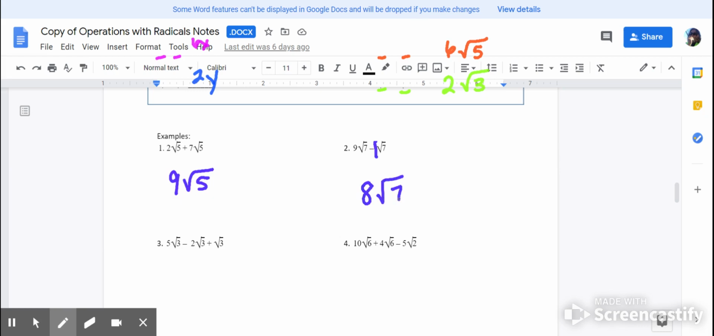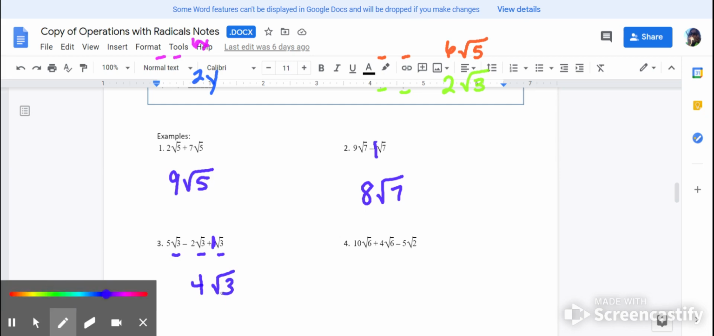Now, even if there are more than just 2 parts or 2 terms, then I have to check each one. Square root of 3, square root of 3, square root of 3. They're all the same, so all I have to do is add or subtract numbers on the outside. And don't forget that there's a 1. So 5 minus 2 is 3, and 3 plus 1 is 4. So my final answer will be 4 on the square root of 3.